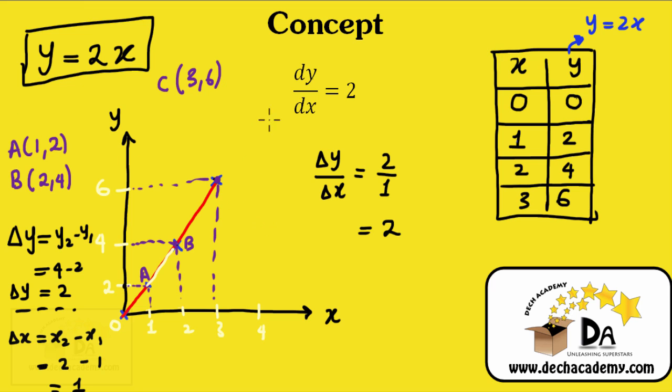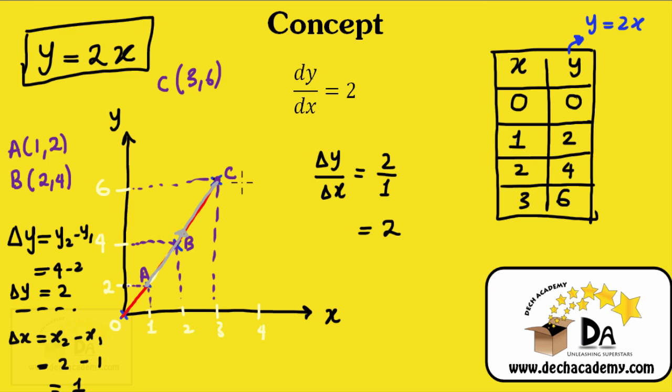Now, let's determine dy dx. Imagine I start from A and go to C. Let me mark this out as C. From point A, I go to point C. I'm moving along this line, so this function is still being obeyed.